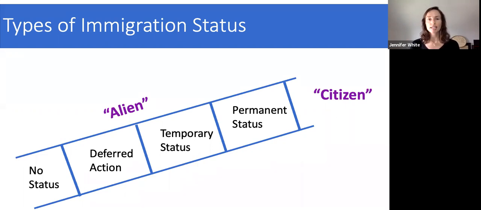The reason why I designated this into really 2 separate columns, you have alien and citizen, is because the INA distinguishes people in 2 ways. You're either an alien or a citizen. So you can see the different rungs on the ladder. Those are all alien statuses or alien situations. And then we have the ultimate goal, really for everyone, which is citizenship.